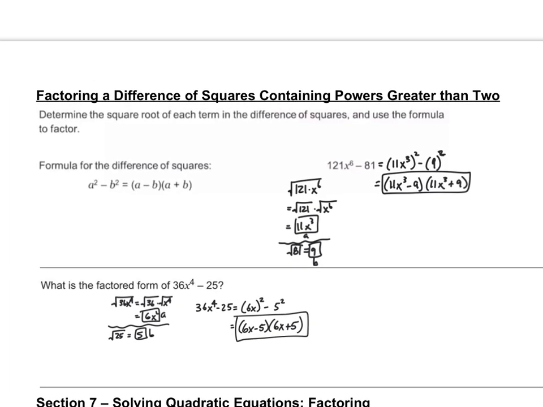We just want to be able to factor these polynomials because we're going to use those concepts later to help us answer a plethora of questions.